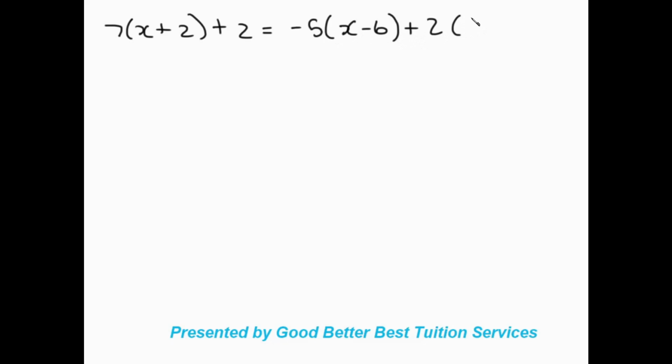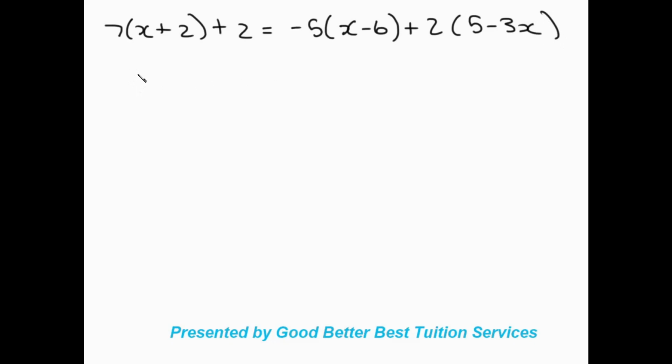Now let's look at a brackets example. So if we look at a brackets example, let's see, we've got 7x plus 2 in brackets, plus 2, is equal to negative 5 x minus 6, plus 2 in brackets, 5 minus 3x.